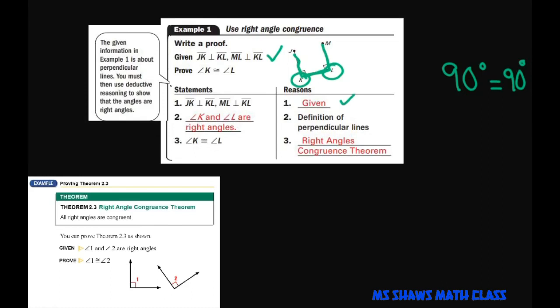So we write down the given. Definition of perpendicular lines means they're right angles. Therefore, angle K is congruent to angle L, and that is based off your right angle congruence theorem.